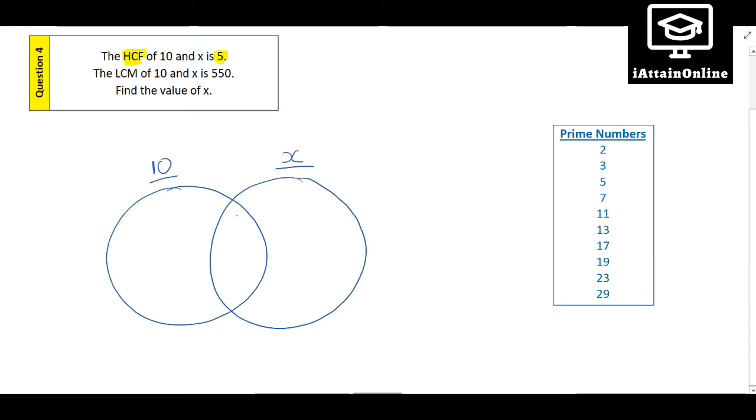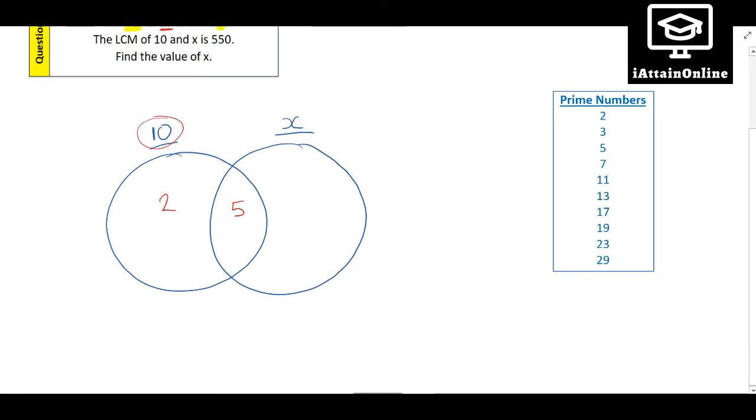So I know that the numbers in this middle bit need to multiply together to give you 5. Now that's a prime number, so I wouldn't need to break that down. One of the numbers is 10, we're told that, and we put that here. So we know that everything in this circle needs to multiply to give me 10. So 2 times 5 would give me 10, that tells me the 2 has to go in there.